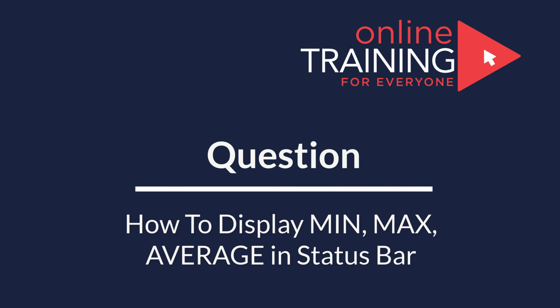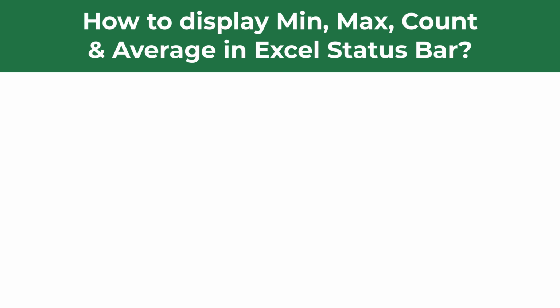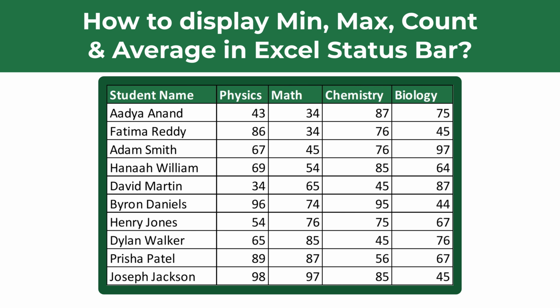Very frequently on the test, you get a question about usage of formulas in Excel. And sometimes you get questions on how to display data in the status bar. For example, let's look at the question, how to display minimum, maximum, count, and average in Excel status bar. You're presented with the dataset of the student grades, which displays student names and their grades in physics, math, chemistry, and biology. Do you know how to add auto calculations for their grades in the status bar?